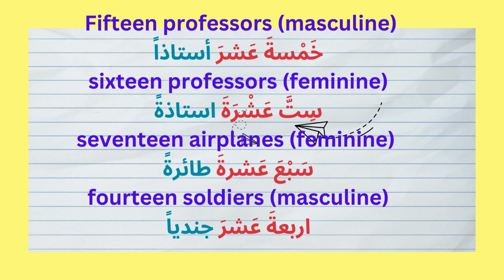How do we say 15 professors? Masculine. 15 أستاذا. So notice the polarity rule. خمسة is feminine, whereas أستاذ is masculine, and عشر is masculine because it agrees with أستاذ. 16 professors, feminine. 16 أستاذة, same thing applies here.